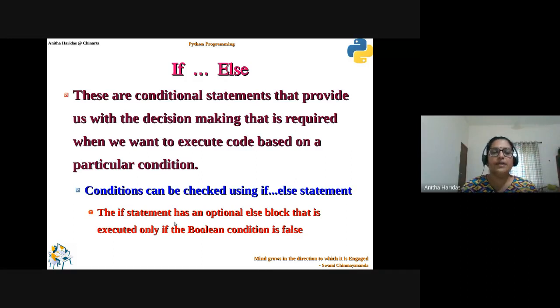Now, generally the conditions can be checked using the if else statement, and the if statement has an optional else block, right? Please make a note of it. The else block is optional. So if you want to have a false block, then you can have the else part. Otherwise, if you have only the true block to be included in your if statement, you need not have an else block. So that is why we call it an optional else block. The else block will be executed only if the Boolean condition is false.